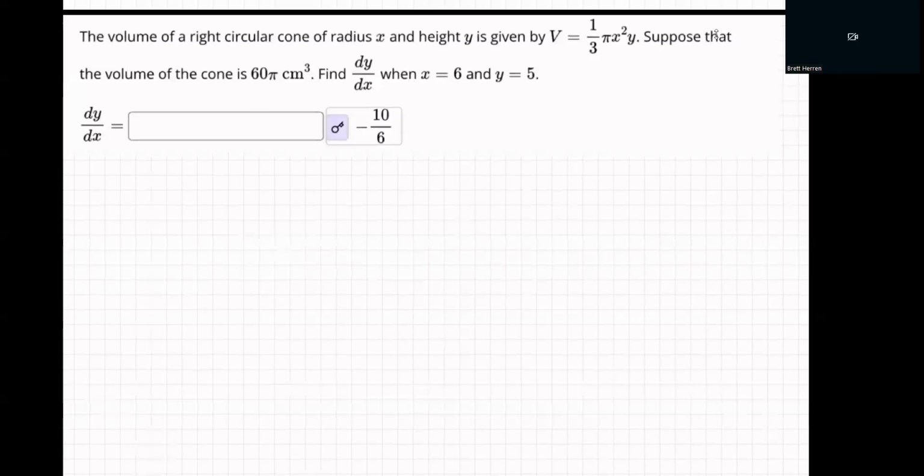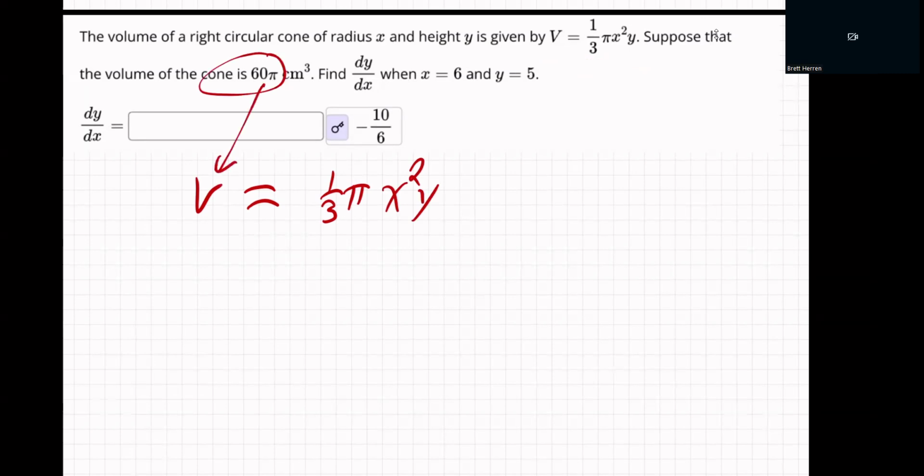Welcome to a question in which they give us a volume formula for a right circular cone. Let's bring that down. Volume equals 1/3 pi x squared y. And they're telling us the volume is 60 pi. So put in a 60 pi right here, and we get 60 pi equals 1/3 pi x squared y.